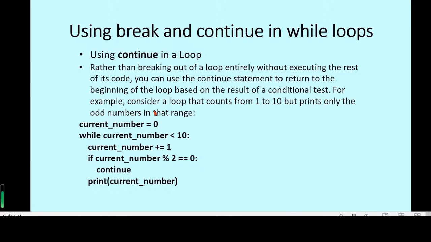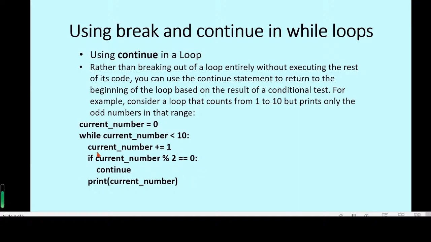So for example, consider a loop that counts from 1 to 10 but prints only the odd numbers in that range. So we create the first value of current number as 0. Then we run a while loop for the test: if current number is less than 10. So at the beginning it is true because 0 is less than 10. So run the while loop.